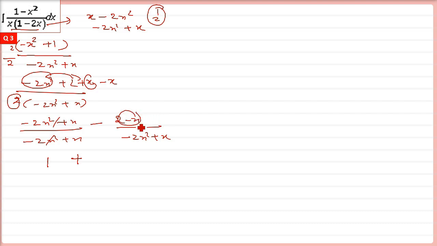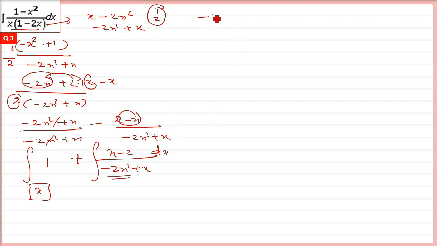But just to deal with the positive sign, I am making 2 minus x as x minus 2. I have taken negative common from 2 minus x, so negative negative gets cancelled. It will be 1 plus integration of x minus 2 divided by negative 2x square plus x dx. We'll deal with this x later, because integration of 1 dx is x only.